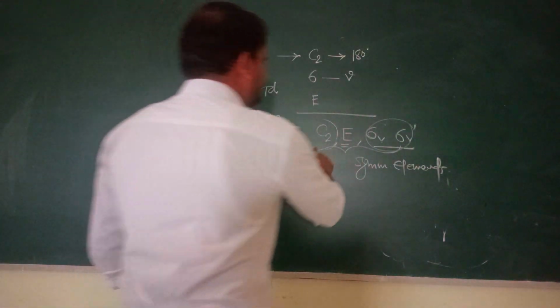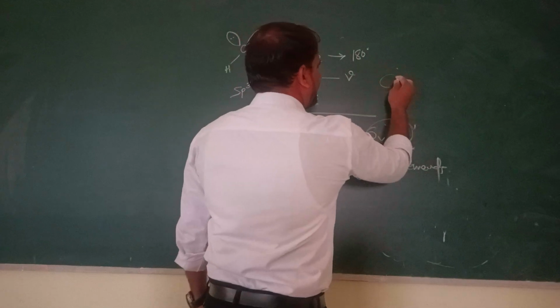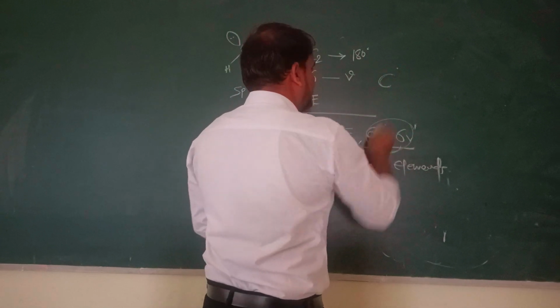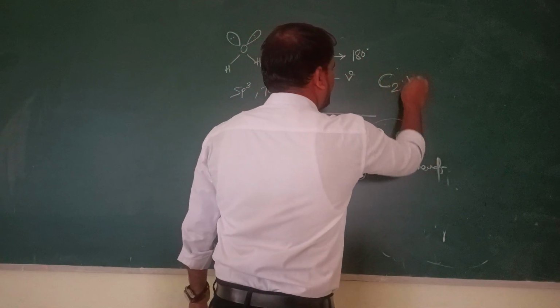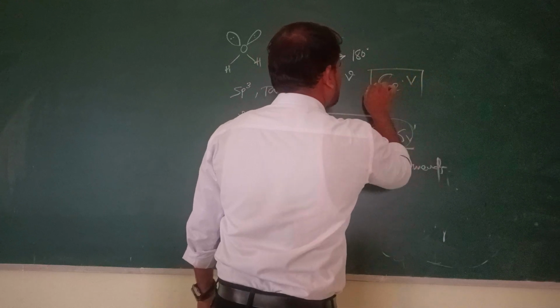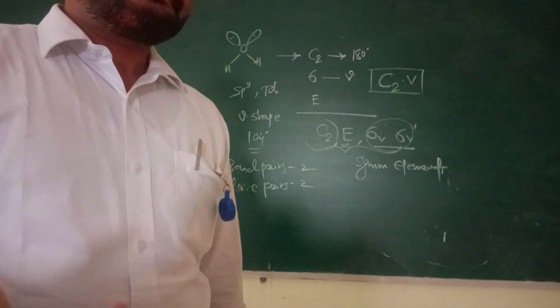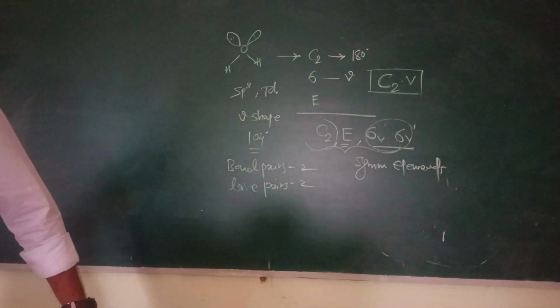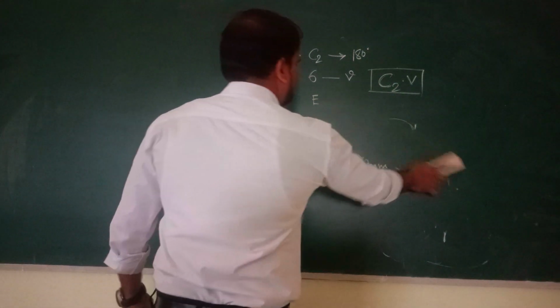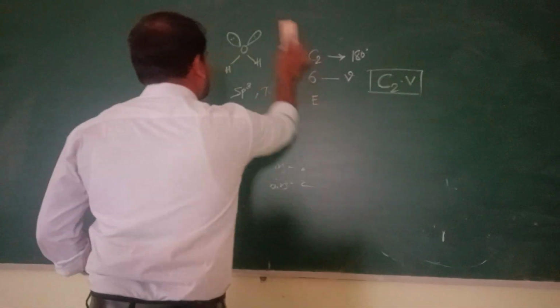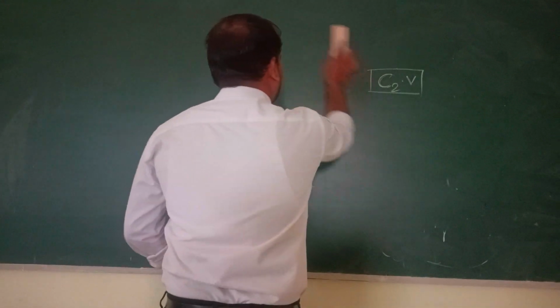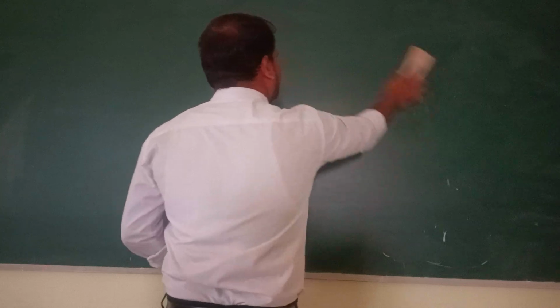So C2 combination with sigma V, so the point group for the water molecule is C2V. C2V is the Schoenflies symbol, or one can say the point group for that particular molecule, which is a combination of what symmetry elements.